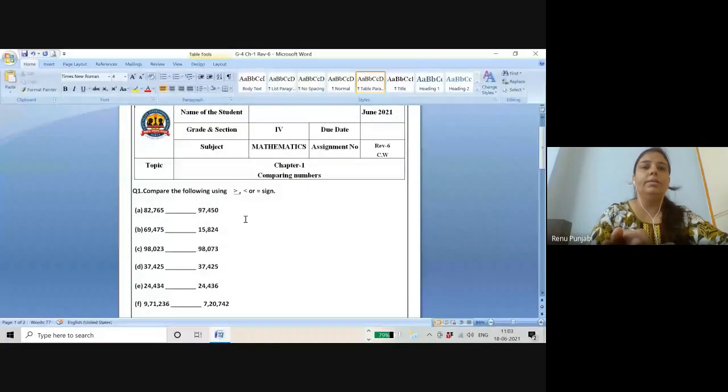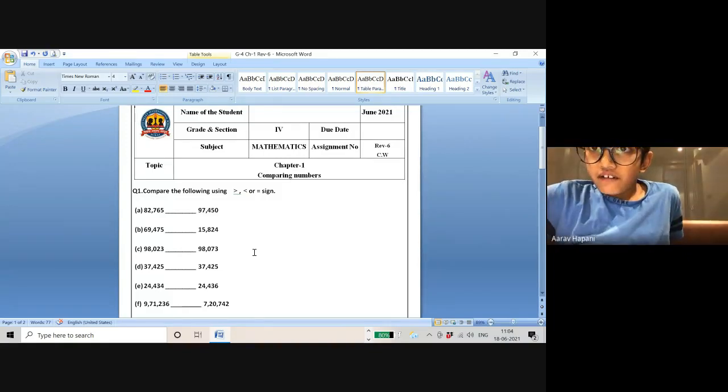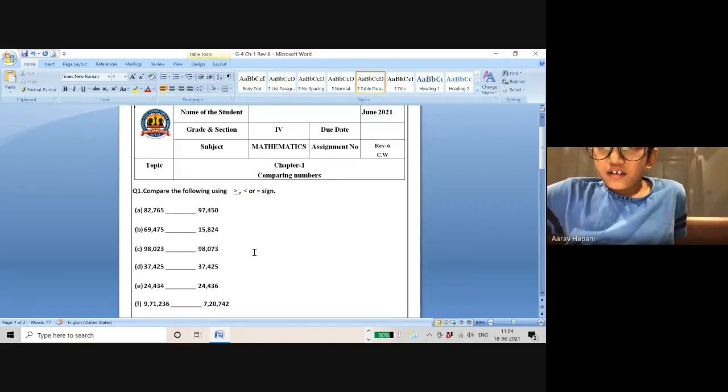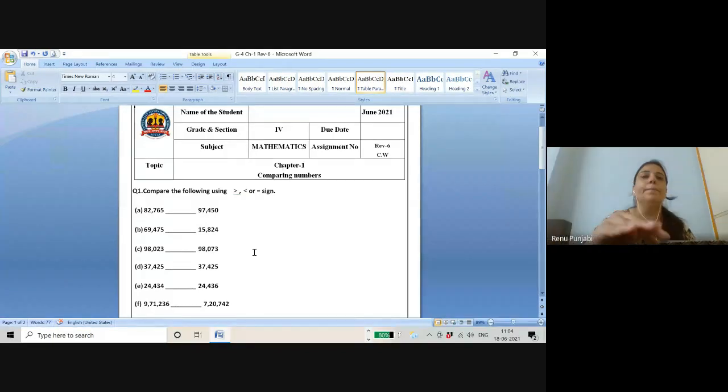Now, Arav Hapani, read this number. Which number is given here? By the time, everyone please start writing: put today's date, revision 6, topic is comparing the numbers. Arav Hapani, read the first number. 82,765. The next: 97,450. When you are comparing the numbers, first of all, you need to count the digits.